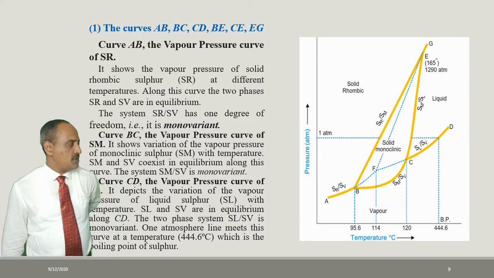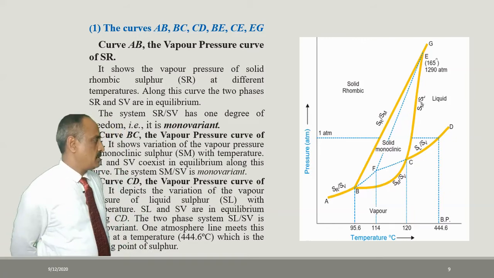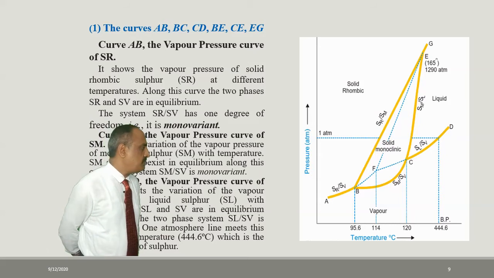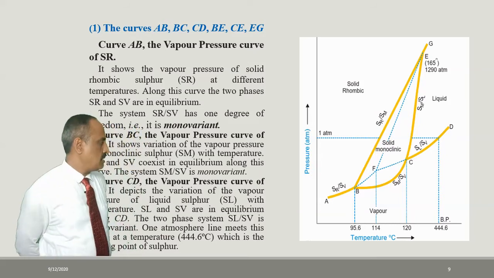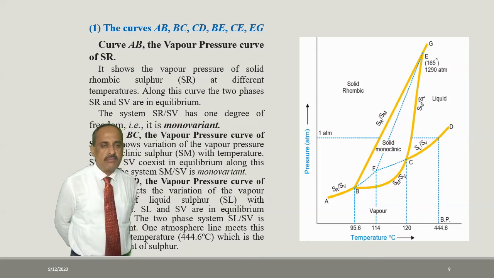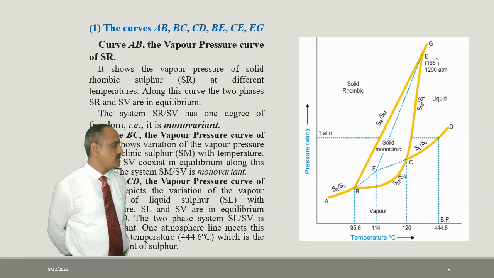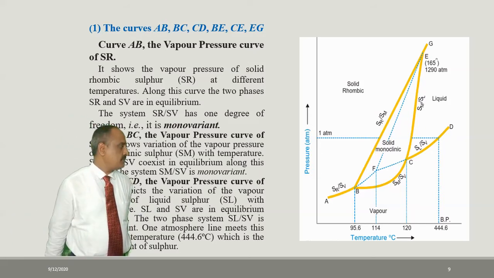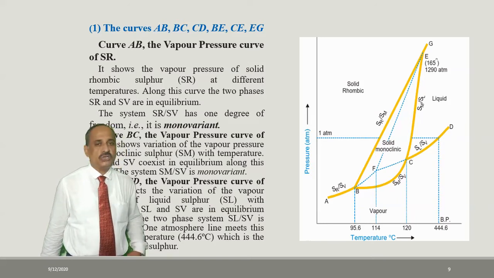Now, again if you see here, just like the water system, in the sulphur system there are different curves. Curve AB is known as the vapor pressure curve of sulphur rhombic. Then another curve BC is the vapor pressure curve of sulphur monoclinic, and curve CD is the vapor pressure curve of sulphur liquid, and the last curve, curve BE, is the transition curve.